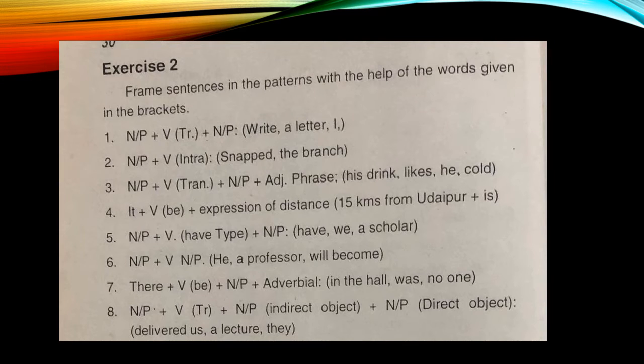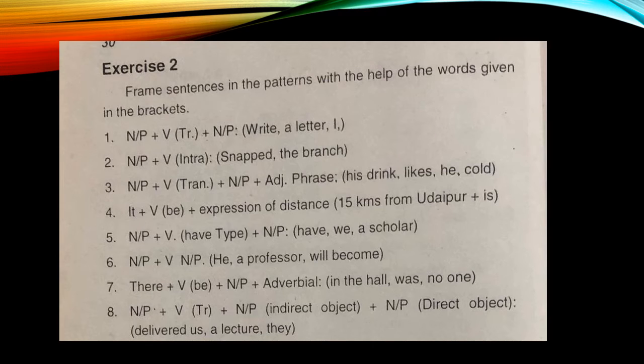So the very first sentence pattern is NP, that is noun or pronoun, that is the subject. You have the subject plus the verb transitive plus NP again, that is the object, and then you have the words in the bracket: write, a letter, I. So the sentence which will be formed according to the sentence pattern and the words given would be: I write a letter. So I is the subject, write is the verb transitive, and a letter is the object.